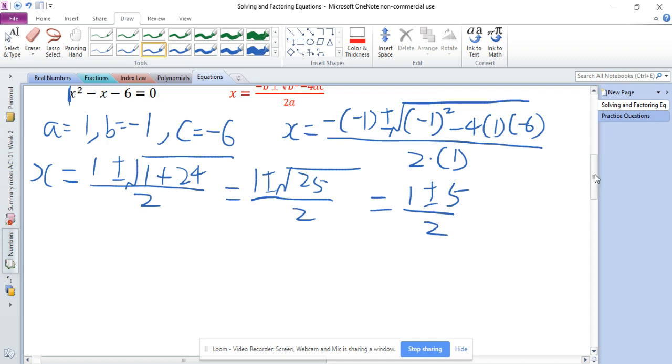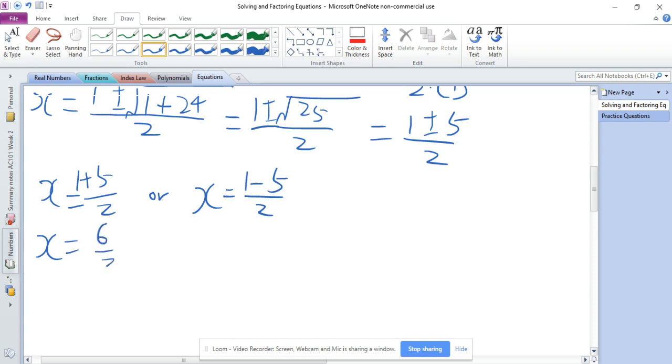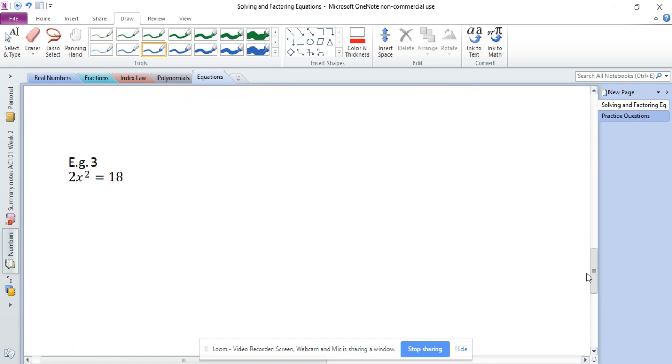Alright, so how to interpret plus or minus? That means I have two solutions. One is to use the plus sign. The other one is to use the subtraction sign, the negative sign. Therefore, x is equal to 6 divided by 2, which is 3, or x is equal to minus 4 divided by 2, which is minus 2. Okay, one more example for the quadratic function.